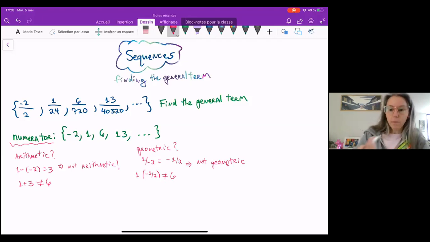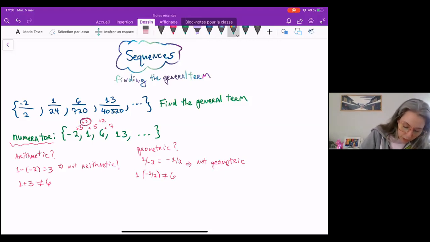So I am going to assume then that this is going to be some power. What we already saw is that to get from -2 to 1, I'm just adding 3. Well, how much does it take to get from 1 to 6? From 1 to 6, I'm adding 5. From 6 to 13, I'm adding 7. So what I can see here is that the increase is increasing by 2 each time.